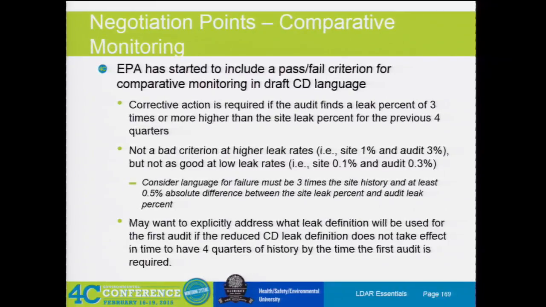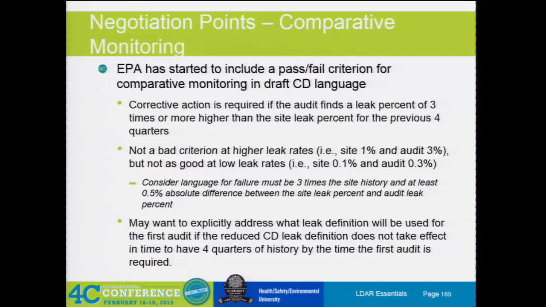Oh man, I thought that was 20 slides already. EPA has started to include a pass-fail. They said, oh, 20 pages. It's all the same, right? No, it's all right. That's okay. I'm not too worried about it.